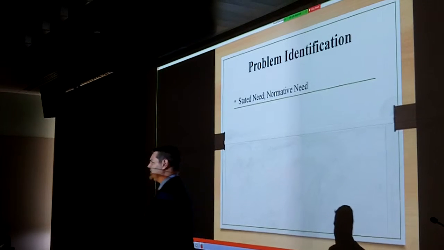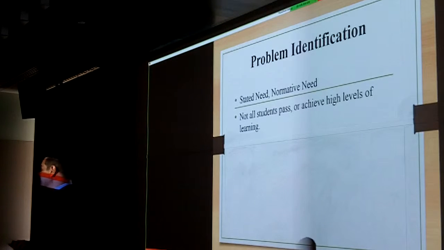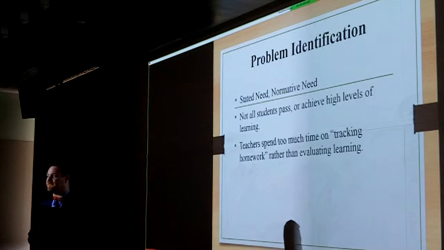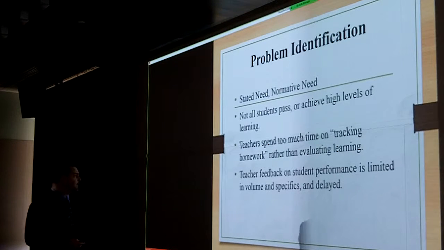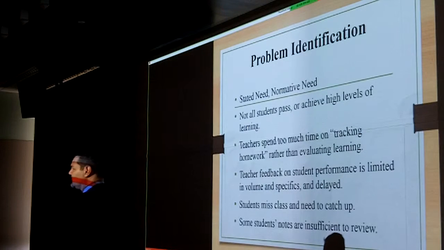Why is it an issue? Well, there's a stated need and a normative need. Students need to pass geometry. Pretty simple. In fact, what we've discovered over the years is that not all students do pass, and in fact, teachers spend too much time managing homework and details and not enough time truly evaluating learning. Secondarily, the information that teachers get isn't always authentic. Sometimes tutors are helping out, or they think students are copying work. So I was looking to address those as well as providing students with supports for when they miss class or when they don't get enough information from their classes.